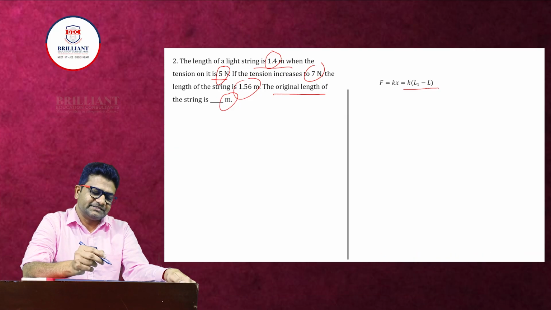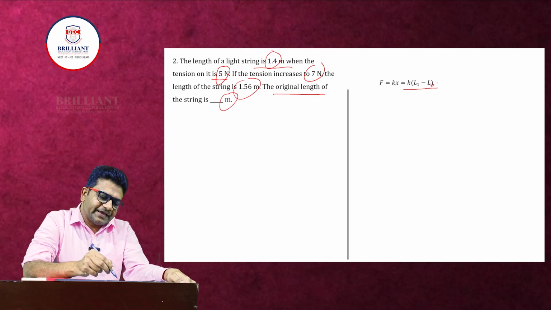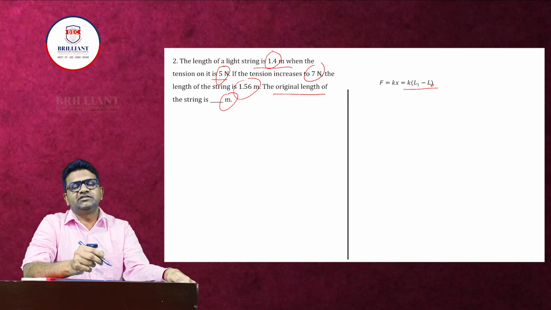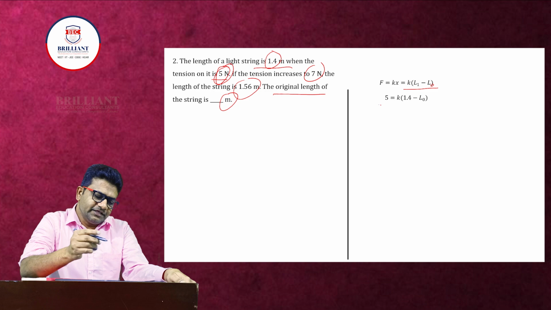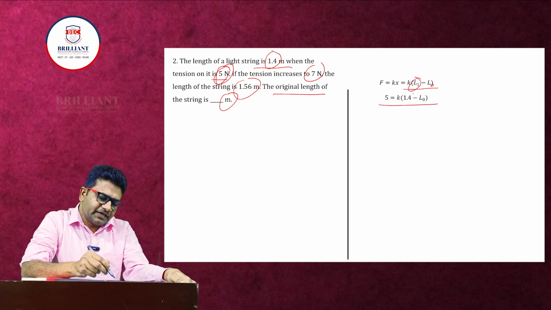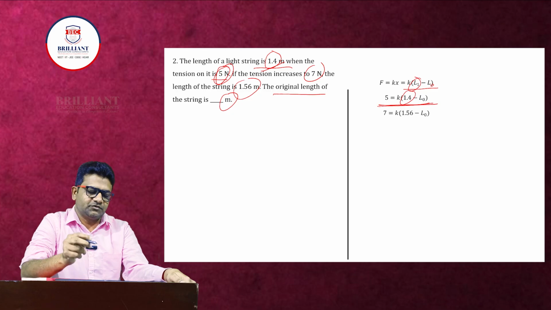So here also first we apply the equation F equal to Kx, where K is constant and x is extension. x is equal to L minus L0, if we take L0 as the initial length and L1 as the final length. So L1 minus L0 is the extension. In the equation we give 5 is equal to K into L1, which here is 1.4 minus L0. This is the first equation.